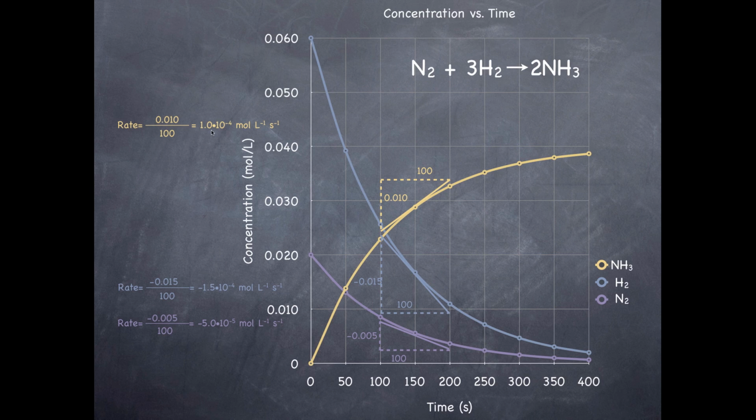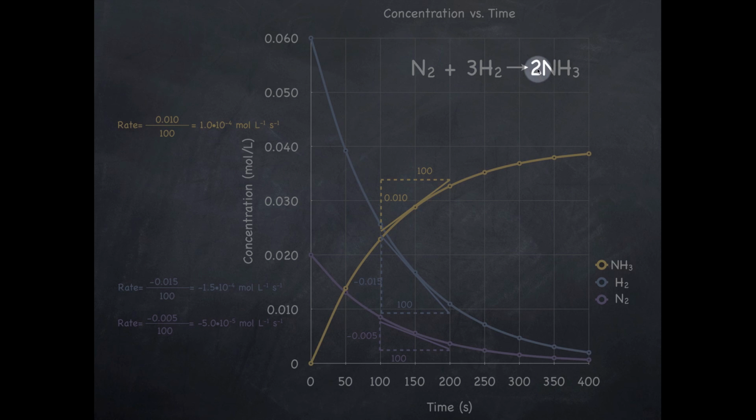Again, this rate is double the nitrogen. We have double the nitrogen rate because the ammonia has a coefficient of 2 to the nitrogen's coefficient of 1.